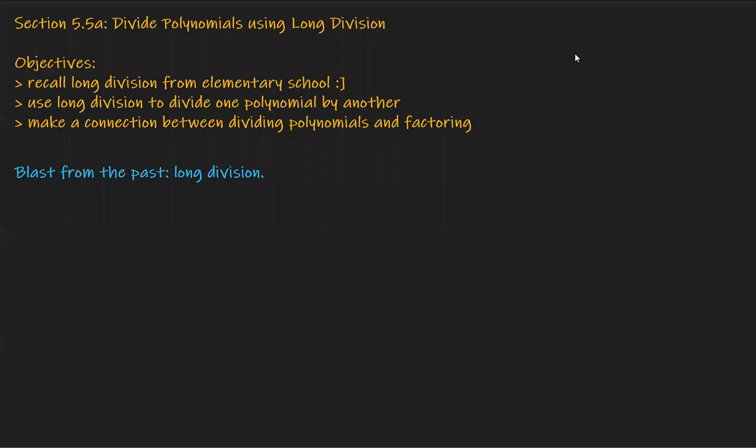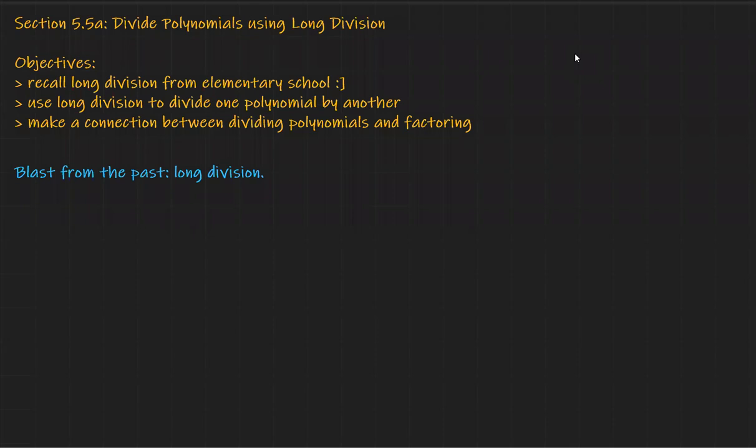Welcome back, Algebra 2. Let's go ahead and start section 5.5. We're going to divide 5.5 into two parts, 5.5a and 5.5b. They're both kind of the same main topic. We're going to go ahead and divide polynomials.